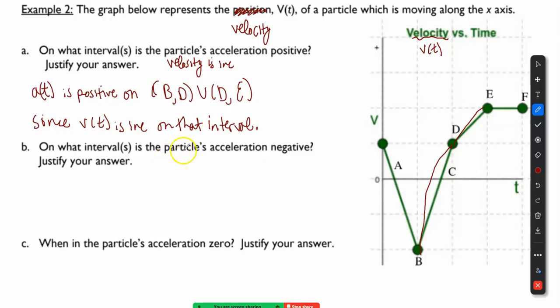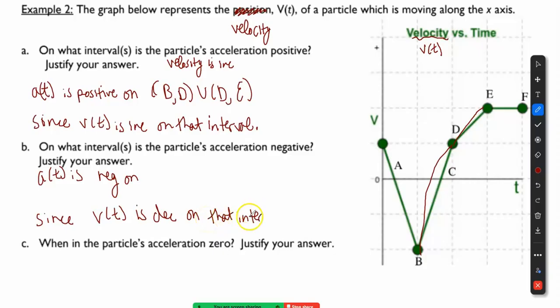So similar idea here, where is the particle's acceleration negative? So acceleration is negative on, we'll find it in a second, since v of t is decreasing on that interval. I'm going to change our marker color really fast. From A to B, the slope of v is negative, or the derivative would be negative.